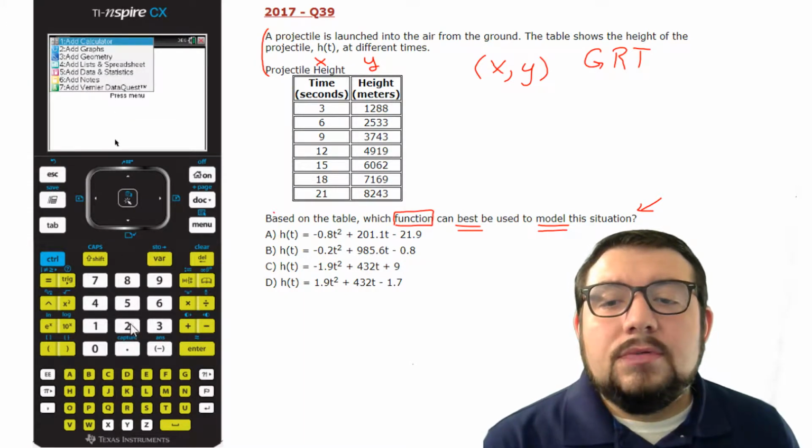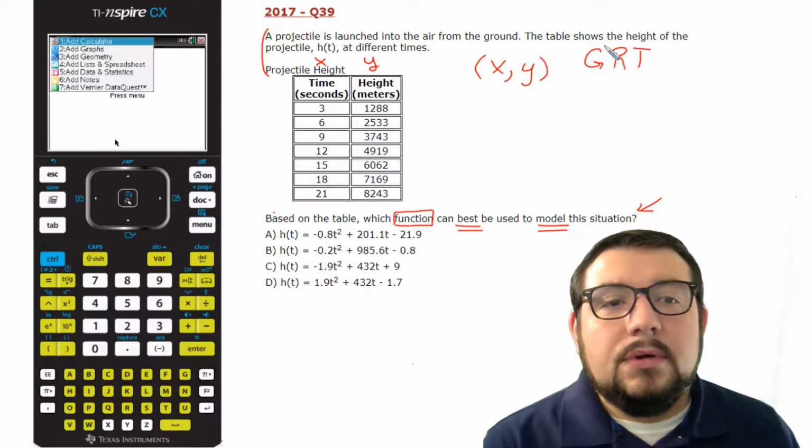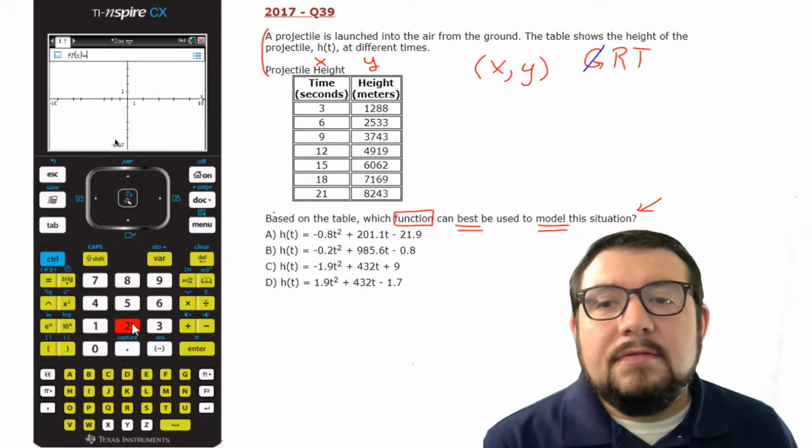And then here we're going to go to the word graphs. So that's the G of GRT. Let's cross those off as we go. Graph. Number 2 is graph. Then I'm going to press delete. And number 6 says relation. That's the R. So number 6.